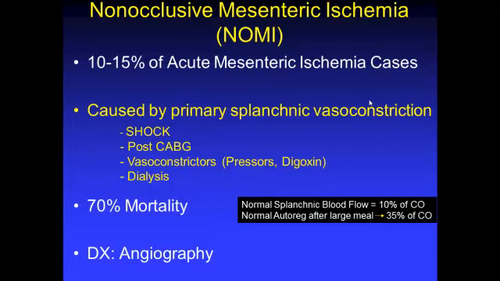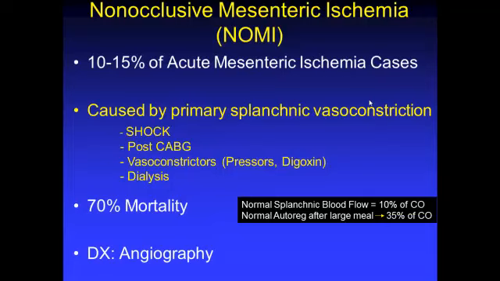Digoxin also increases the risk of it. Dialysis patients. So anything basically which is causing a significant sympathetic redistribution of flow can result in a non-occlusive mesenteric ischemia. High mortality, likely related to the underlying problems causing it.